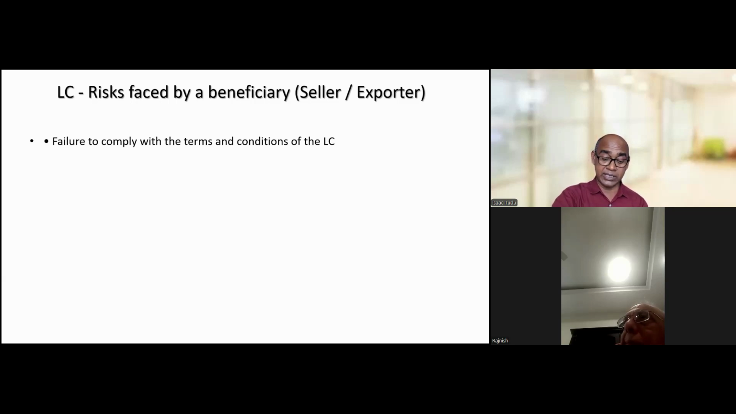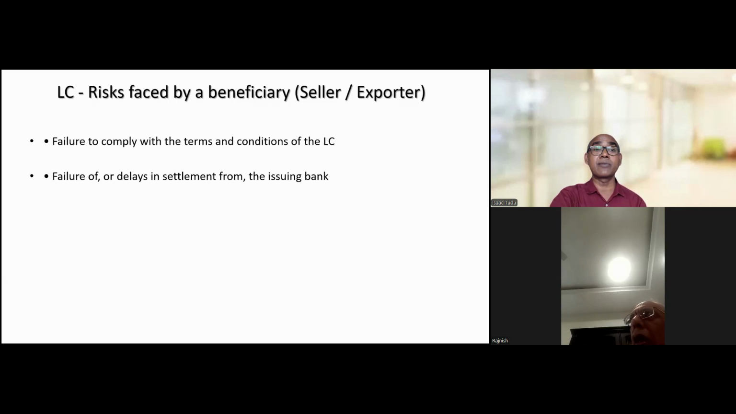In the worst case scenario, obviously, documents will be returned, goods have already reached the importing country, and we are stuck now. What to do? There is no meaning in such LCs when we are not able to present documents which are complying ones. The next is basically failure or delays in settlement from the issuing bank.